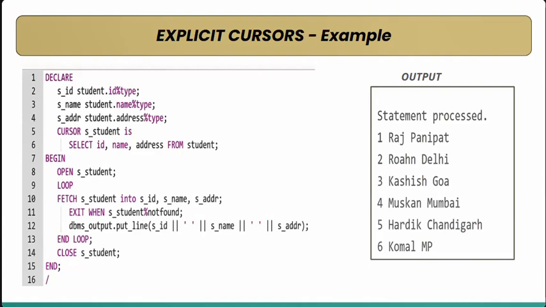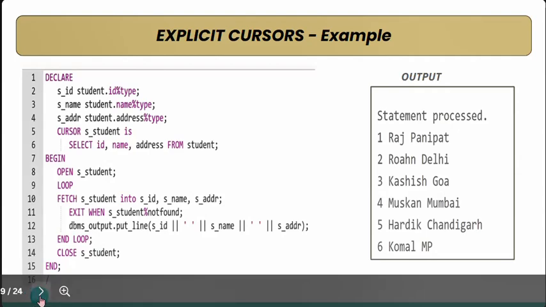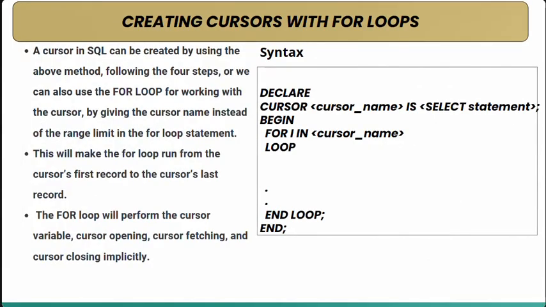So now we move on to another way of creating a cursor, using a for loop. Explicit cursors can be created by using the above method, that is creating the cursor using the CURSOR keyword, then opening the cursor using the OPEN keyword, fetching the data row by row using the FETCH statement, and closing the cursor using the keyword CLOSE. This is the first way of creating an explicit cursor, which is programmer defined.